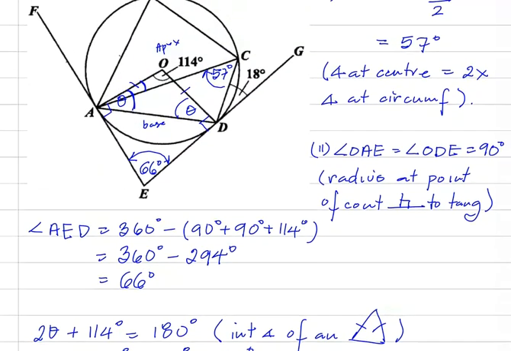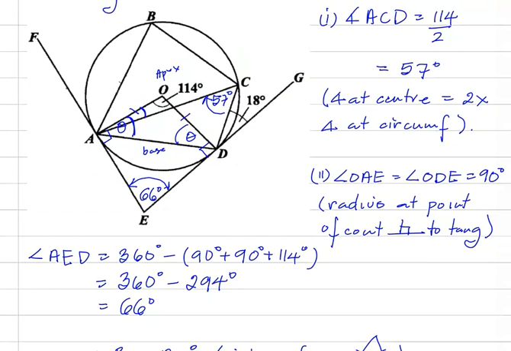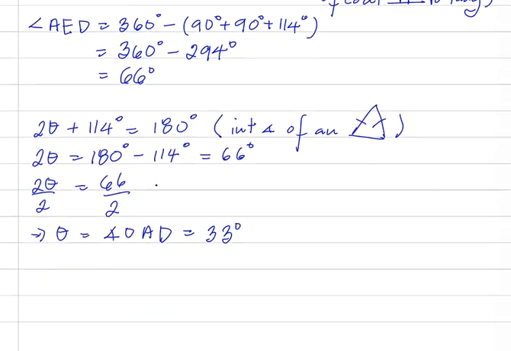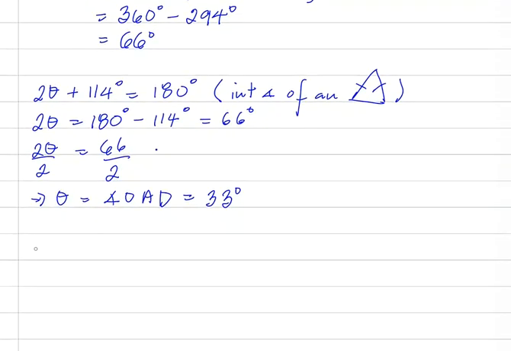So this entire angle here, OAD, is 33 degrees. Now I can also find this piece. I'm going to call it alpha, and alpha is angle CAD. Now, angle CAD is equal to 18 degrees.